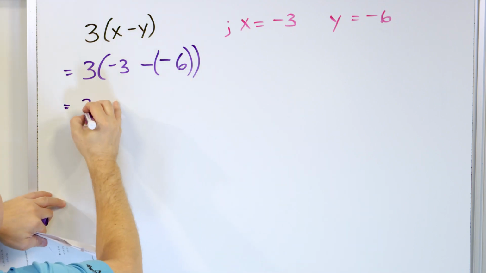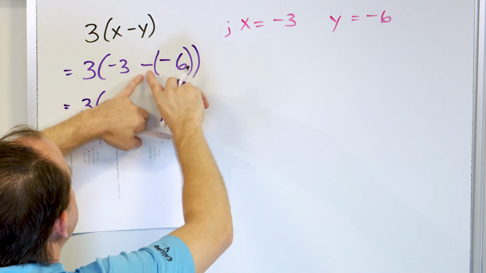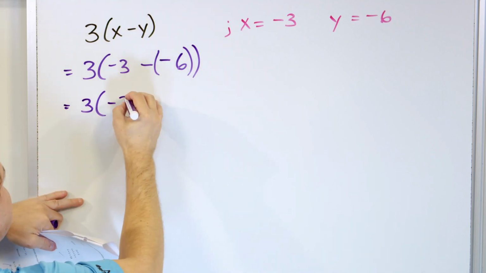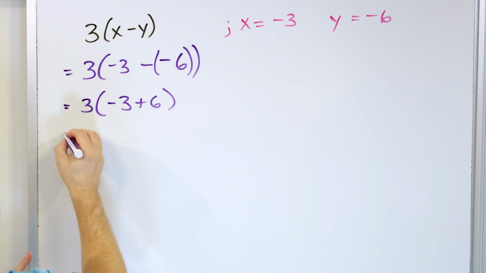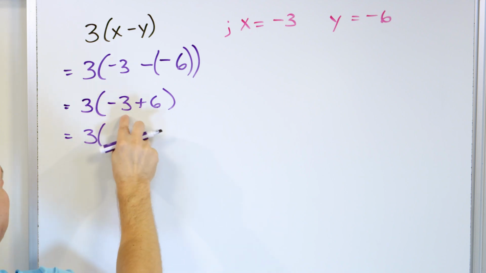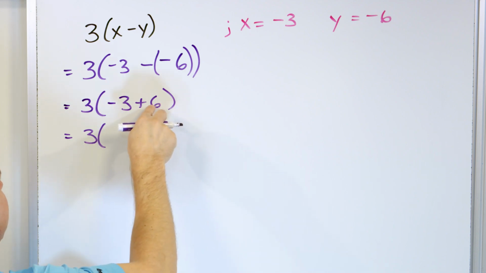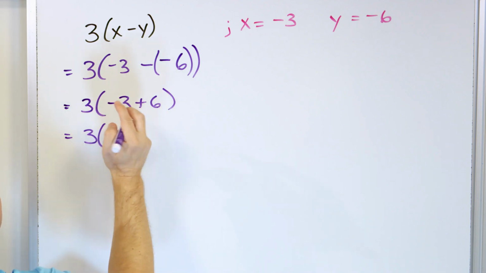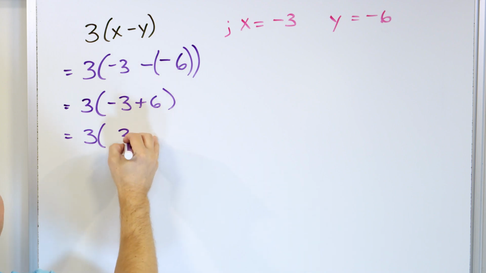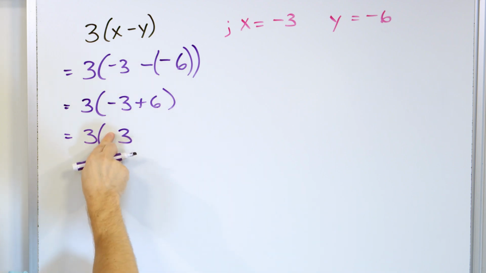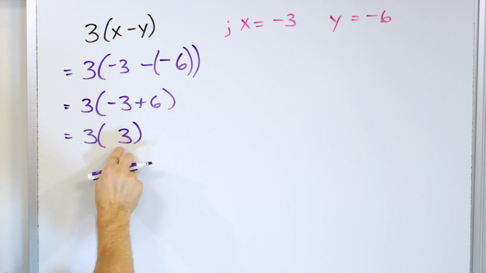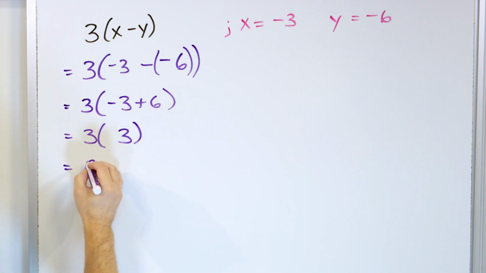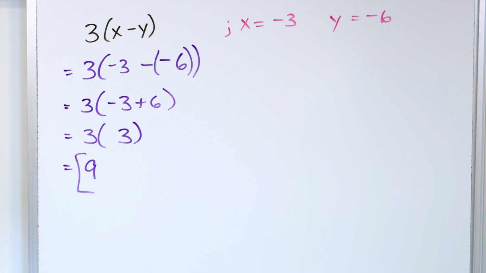Inside the parentheses, we have to do that first. We have minus, we have to turn that into a plus. And then on the inside here, we have opposite signs. So we subtract: 6 minus 3 is 3, and the sign goes with the bigger absolute value, which is positive. So this works out to be +3. And then 3 times 3 is +9. And +9 is the final answer.